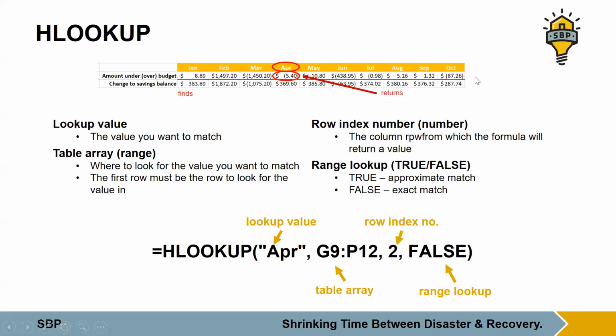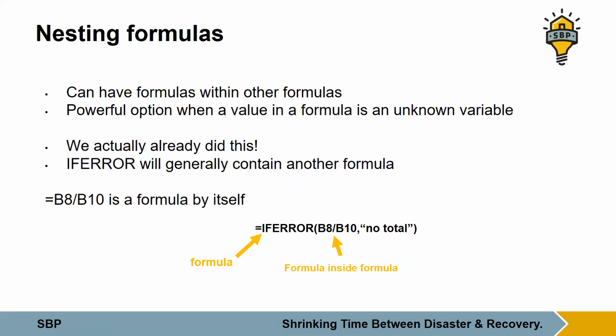Like I said, the only time I can think of to arrange data in that way is basically with a calendar. So, the next really important thing that I want to talk about, and that I'm honestly more excited about than VLOOKUP or HLOOKUP, is nesting formulas. You can have formulas within other formulas. It's a powerful option when a value in a formula is an unknown variable. So instead of having to calculate something first, put that value somewhere and then reference it, or know that value and type it in, I can actually have the formula inside it.